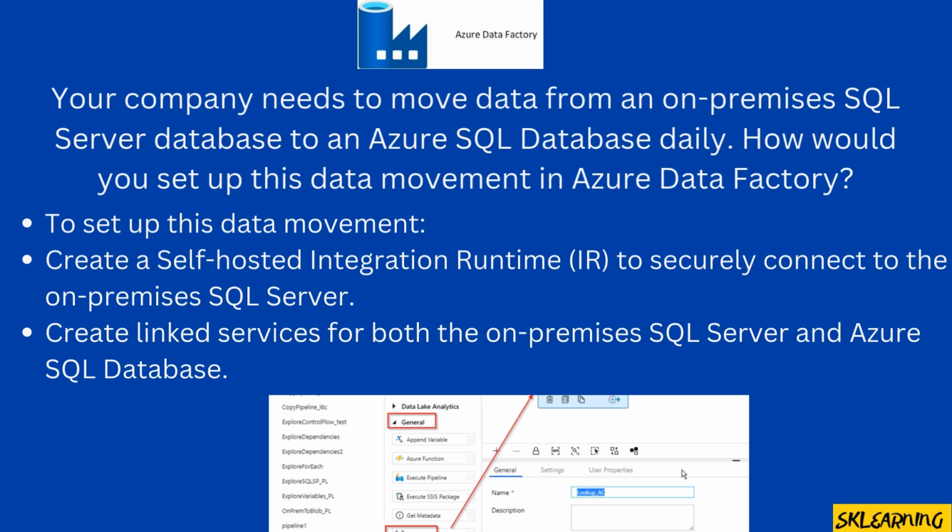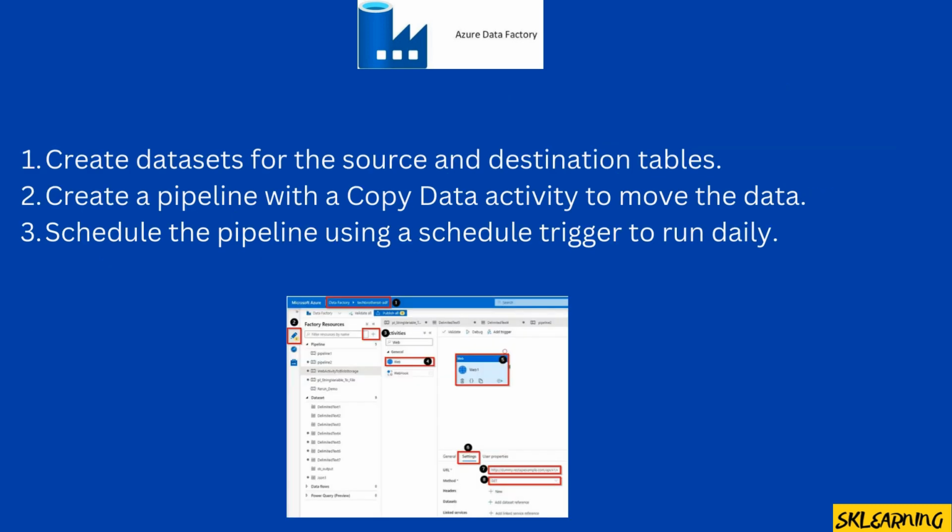To set up this data movement, create a self-hosted integration runtime, IR, to securely connect to the on-premises SQL Server. Create linked services for both the on-premises SQL Server and Azure SQL database. Create datasets for the source and destination tables. Create a pipeline with a copy data activity to move the data. Schedule the pipeline using a schedule trigger to run daily.